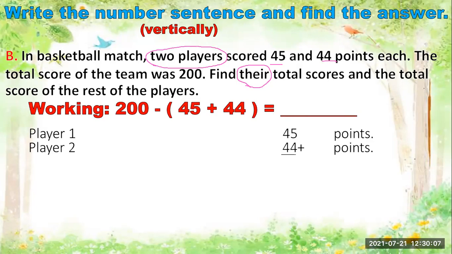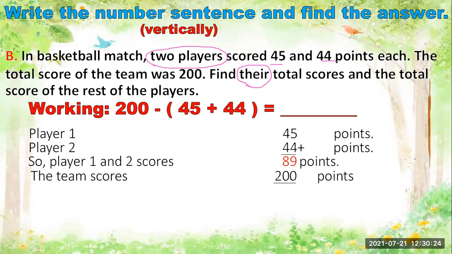So we will find the total. If we say total, total means to add, plus. So we will add. If we add the score of the two players, they have 89 points. So players 1 and 2 scored 89 points.